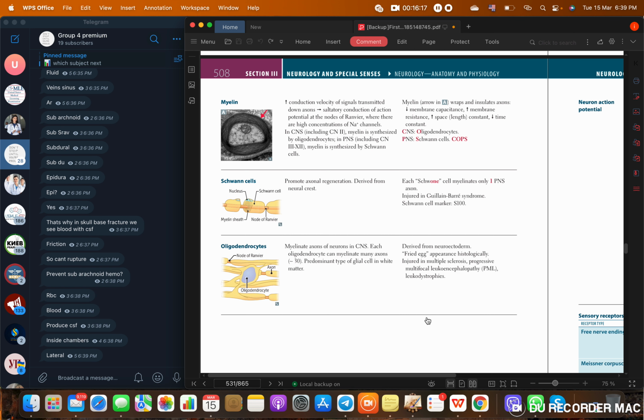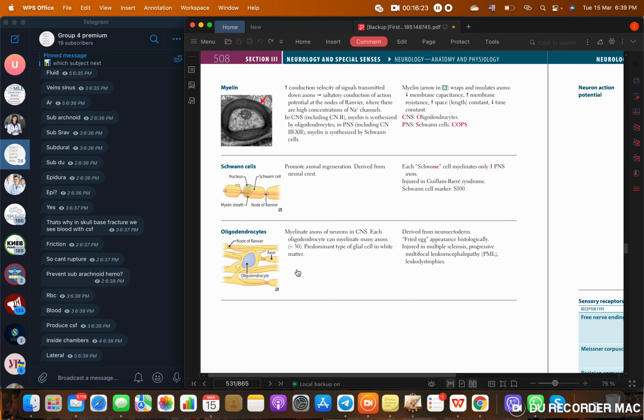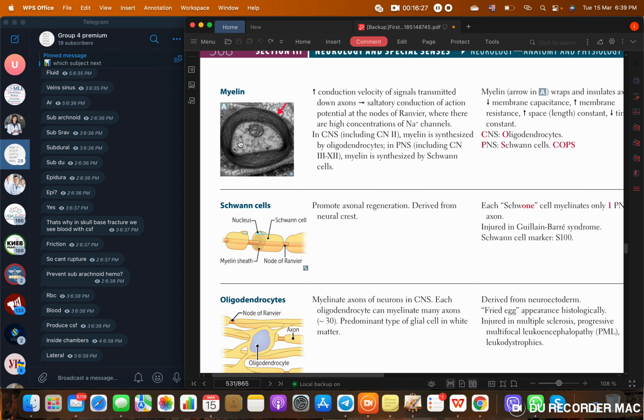All of the peripheral nerves are myelinated by Schwann cells. So let's learn what is myelin, and then I will tell you a little trick about it. Myelin, they write, increases the conduction velocity of the signal transmitted down the axon. How come? Well, basically, the action potential will be here, and then boom, and then jump.